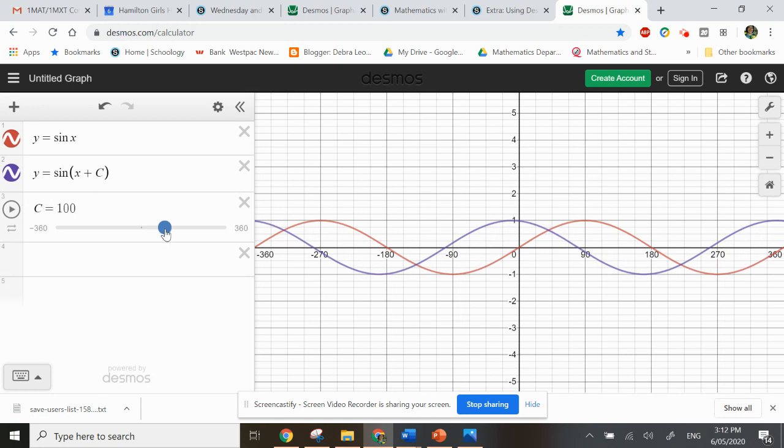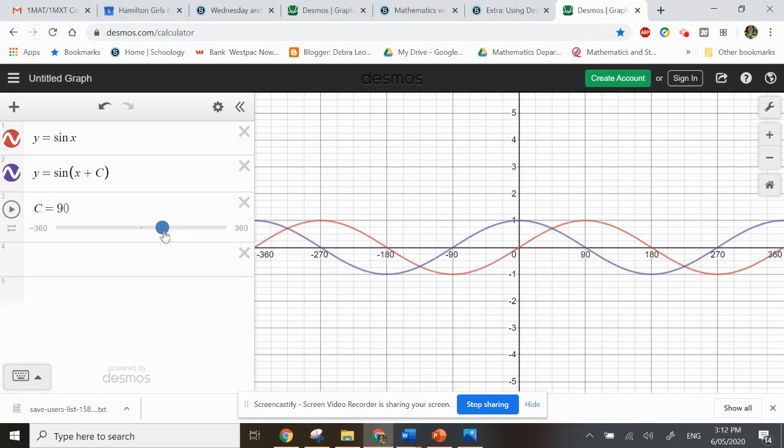So if I move it back to, let's see if I can get it to 90. There we go. So if I've moved it from here and it says plus 90, then it's taken the sine curve and moved everything back by 90 degrees. So all these points have just been moved back by 90 degrees. If I keep moving it in that direction, the positive direction, it just keeps on moving it to the left. And notice it's the opposite direction.